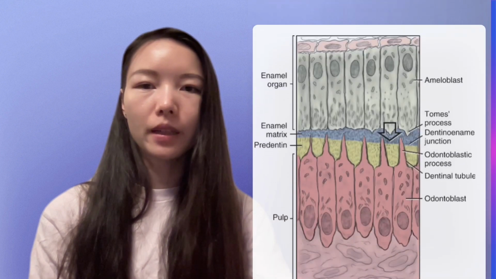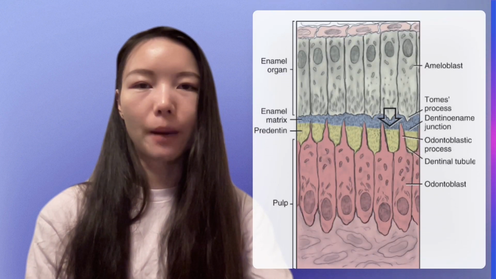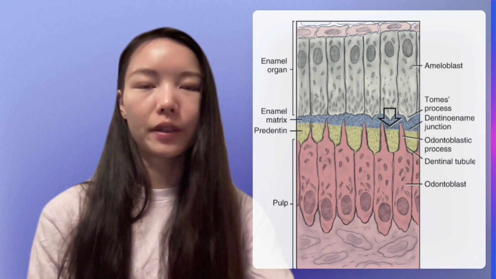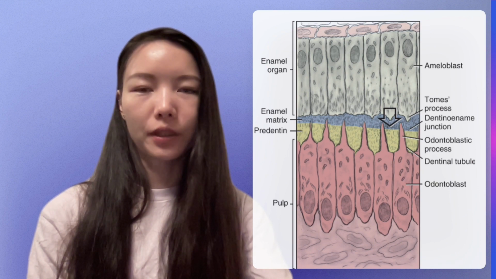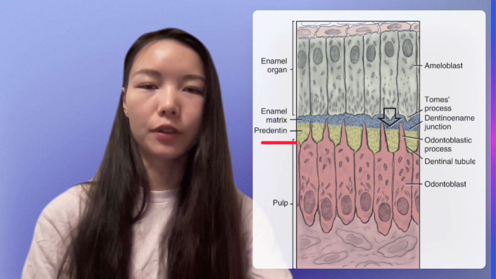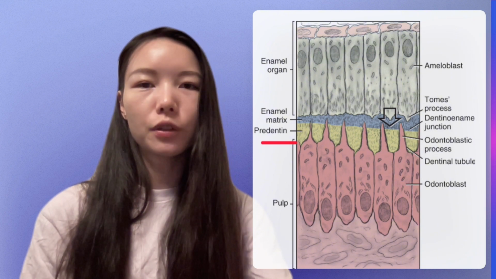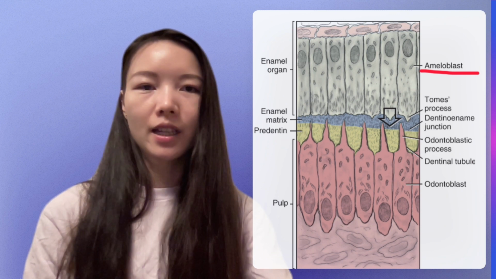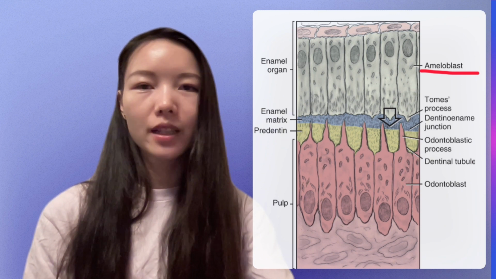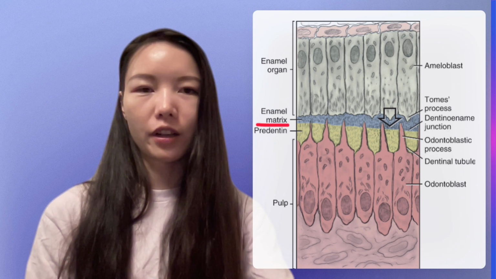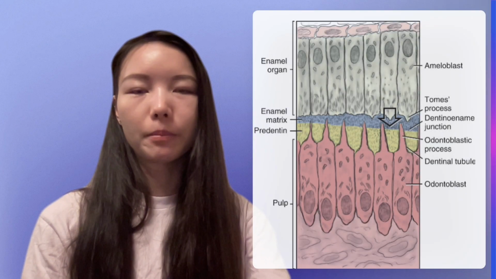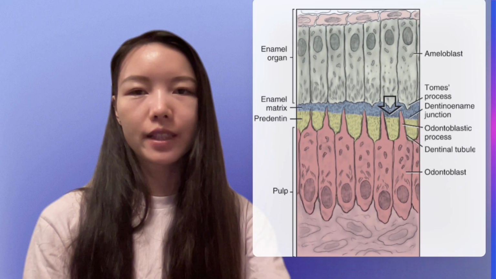So the basement membrane between the preameloblasts and the odontoblasts now disintegrates, allowing the preameloblasts to come into contact with the newly formed predentin, and this induces the preameloblasts to differentiate into ameloblasts, which are the enamel forming cells. Ameloblasts then begin amelogenesis, or the deposition of enamel matrix. After the crown formation has completed, root formation then begins.